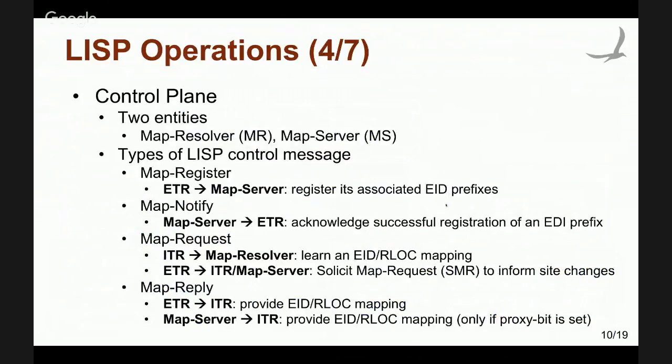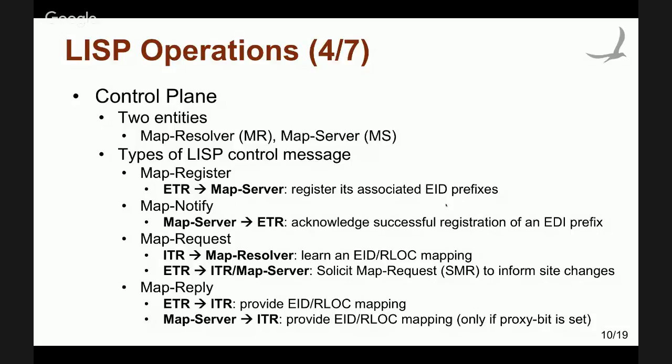Typically, there are four types of LISP control messages. The first one is the map register control message. This message is used to register the EID RLOC mapping that is owned by the ETR. So the ETR sends its own mapping information to the map server, and the map server stores that in its own storage. Once this process has been done, the map server will respond with the map notify control message. This type of acknowledgment confirms successful execution for this EID prefix.